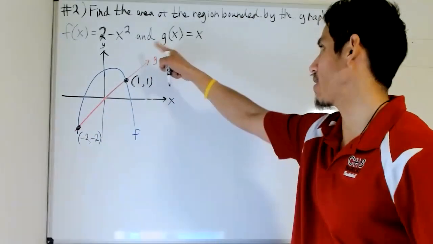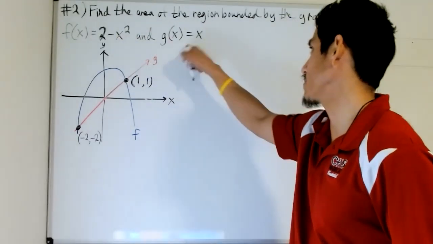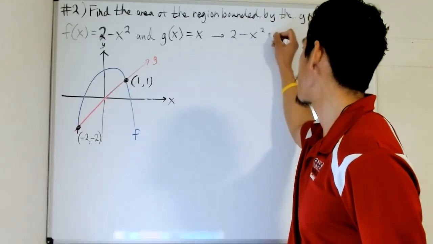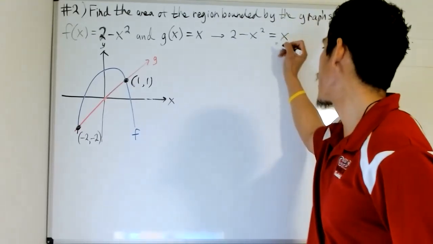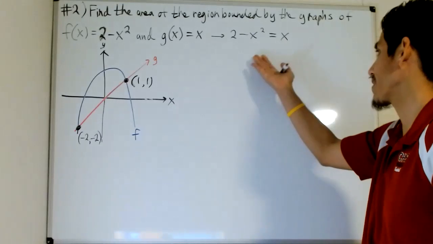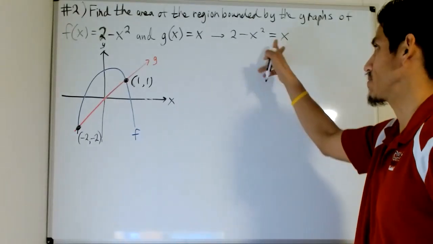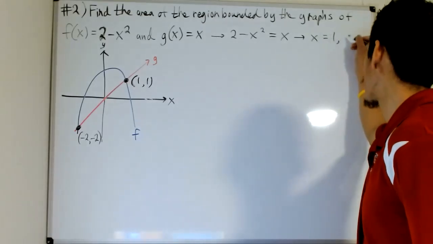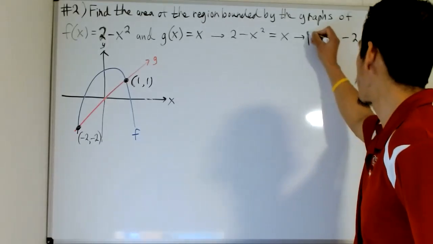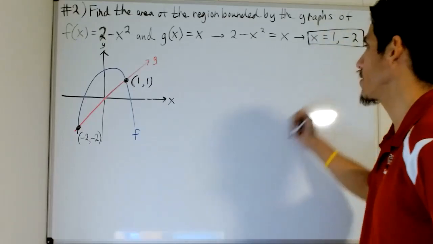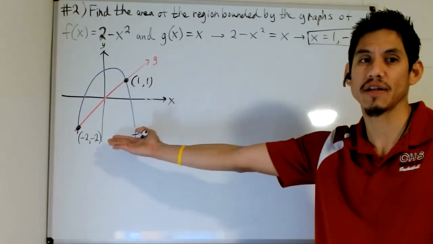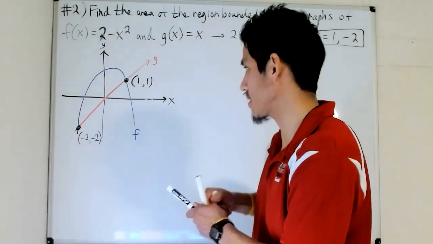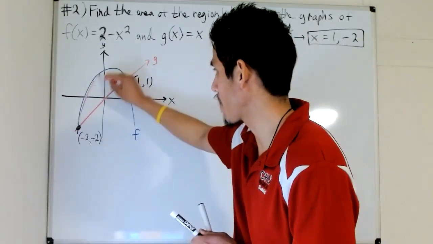If you need a refresher on how you solve for these, you simply set f of x equal to g of x. So you just set 2 minus x squared equal to x, and you can solve this quadratic, or you can kind of guess and check. There'll be two solutions to this: x is 1, and then x is -2. And then you can find that y is 1, and then y is -2. All right, anyways, the goal is essentially to find this area here.